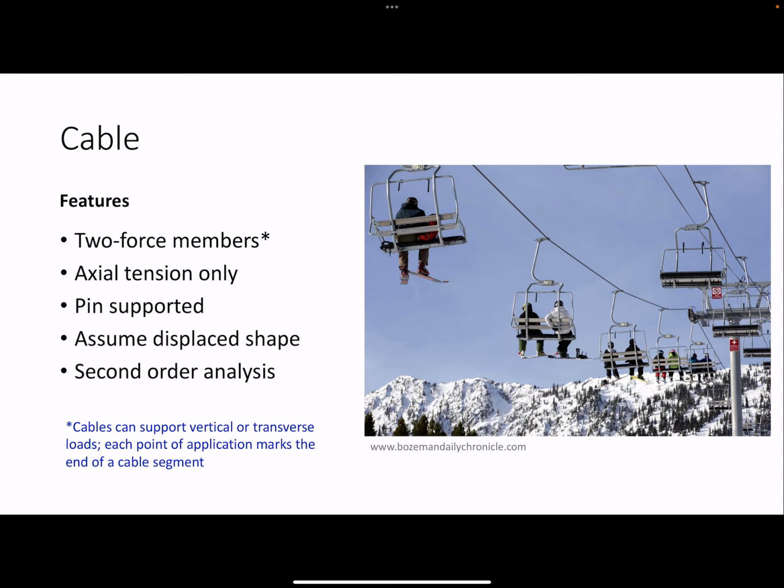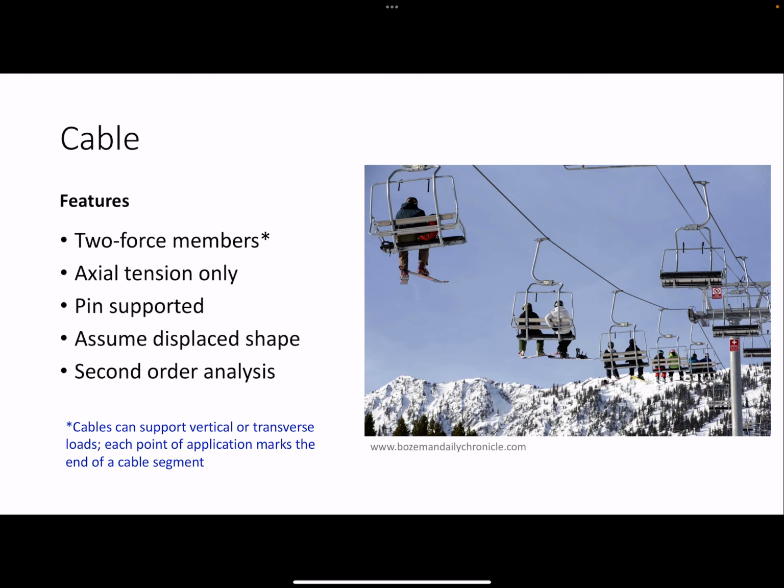Essentially, just some basic cable characteristics. Cable segments, we consider two force members. The cable itself is a two force member. As we talked about before, those two force members are axial tension only in the case of cables and ties. It can't support compression or transfer compression. We assume that they are pin supported at wherever they're supported, at the ends.